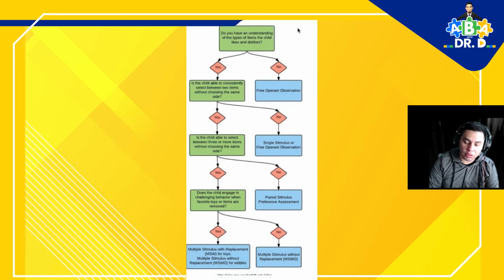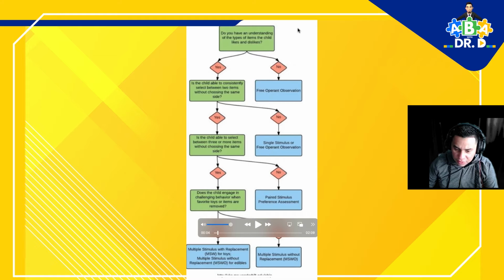Once again, the question for selecting this method is: is the child able to consistently select between two items without choosing the same side? And the answer is no. Sorry to sound repetitive, but that's what we will pick, single stimulus. I just want to share that with you.